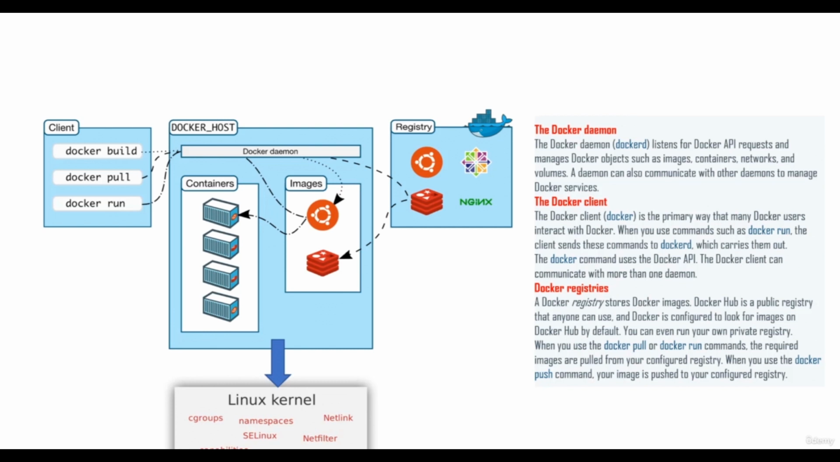So the only thing you need to remember is that there are three main components of Docker: the Docker daemon, the Docker client, and the Docker registry. So that's it for this particular chapter. I'll see you in the next.